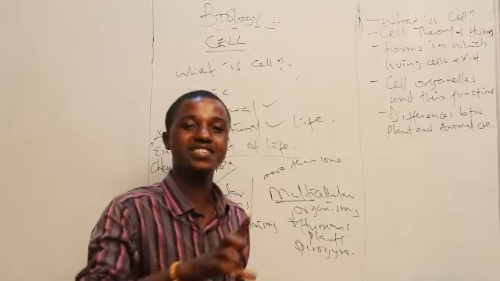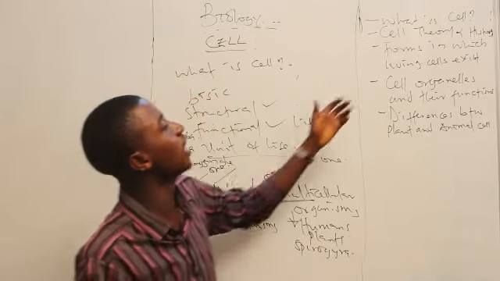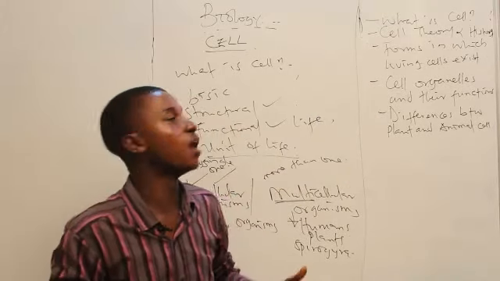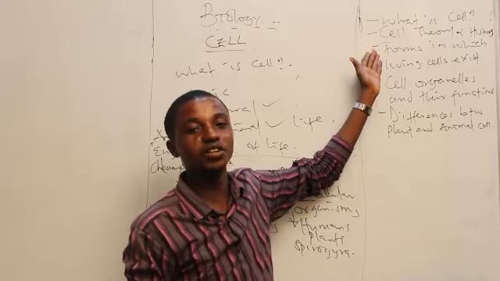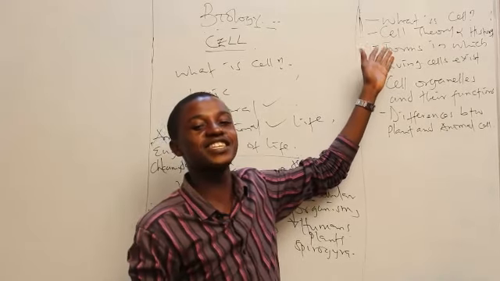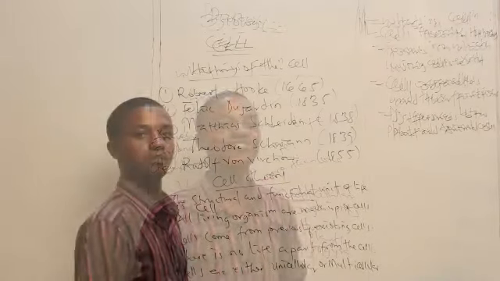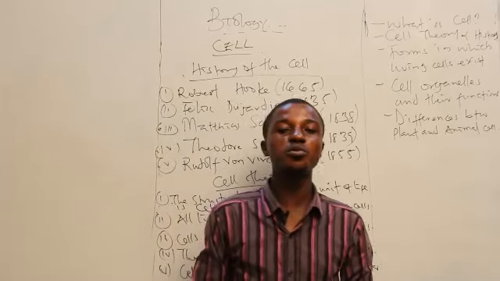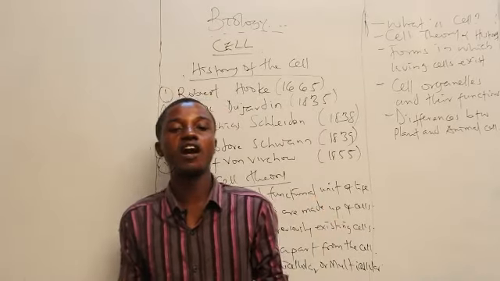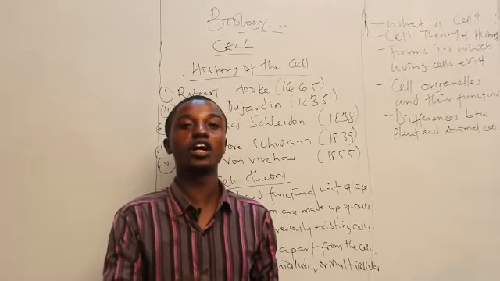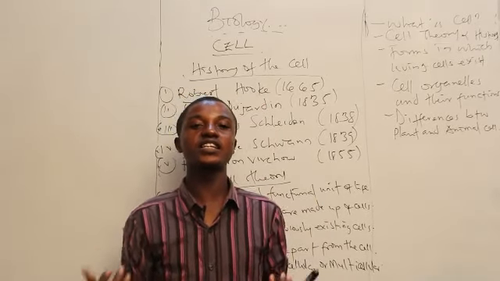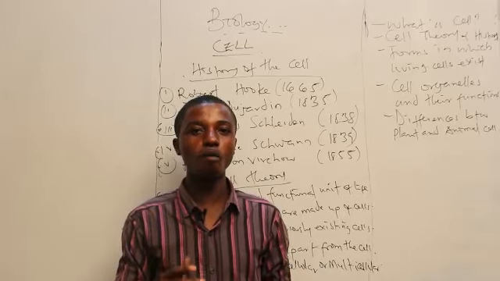Now, having established the fact that the cell is the basic structural and functional unit of life, or simply say the simplest form of life, we will now move on to the second outline, which is cell theory and history. Are you with me? Okay, so far we've been able to establish the definition of cell. We said a cell is the basic structural and functional unit of life. I also said it is the simplest form of life.